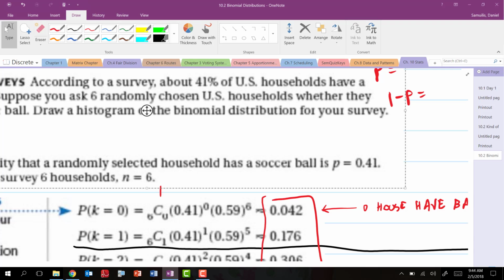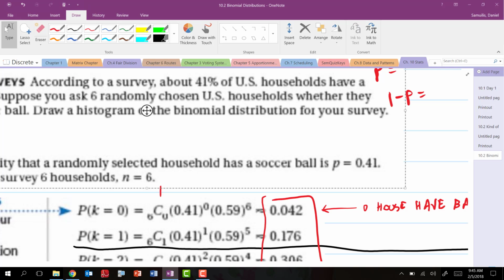So none of the 6 that you choose have a soccer ball? Not likely. What's the next one say? Exactly 1 have a soccer ball.